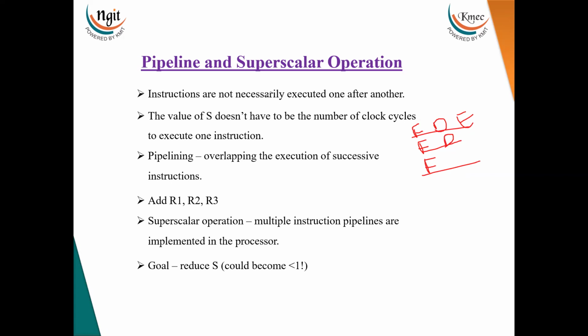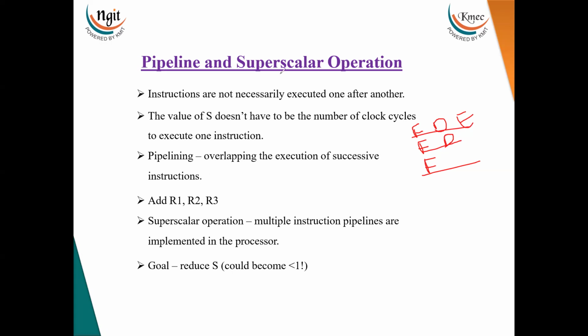So introducing the pipeline is nothing but executing the basic steps parallelly. Instead of executing one after the other sequentially, we are executing parallelly. Thereby the S value, we are reducing it to 1. From the third instruction onwards, the number of clock cycles required to execute the basic steps is only 1. So thereby we can reduce the product of N into S. Like that, we can improve the system speed.